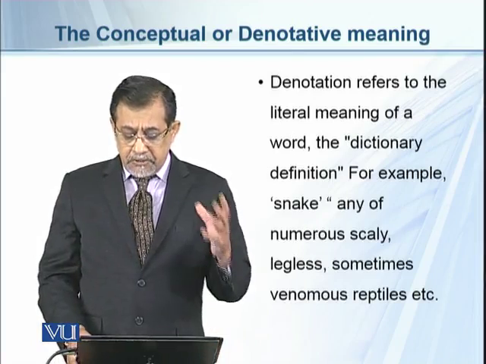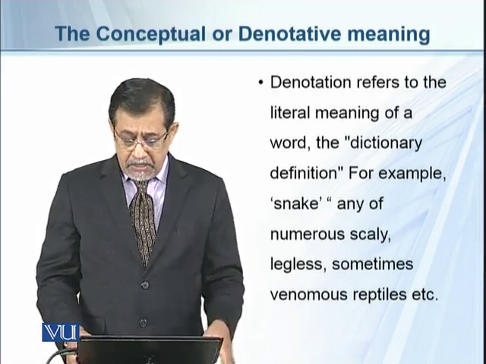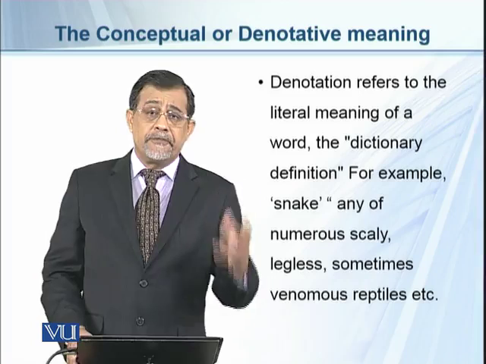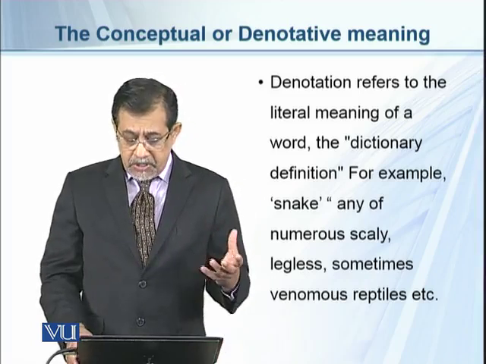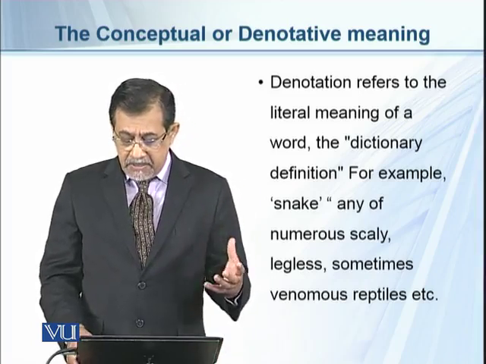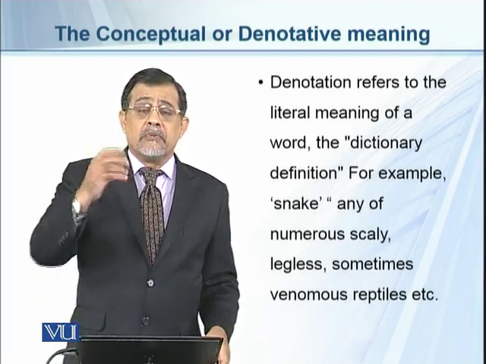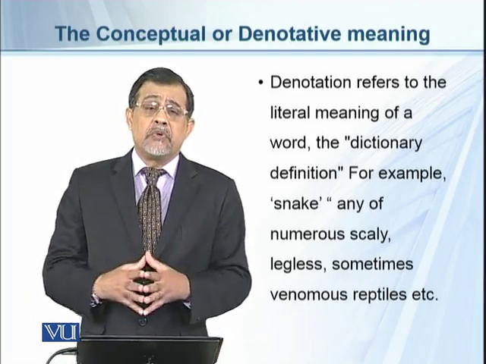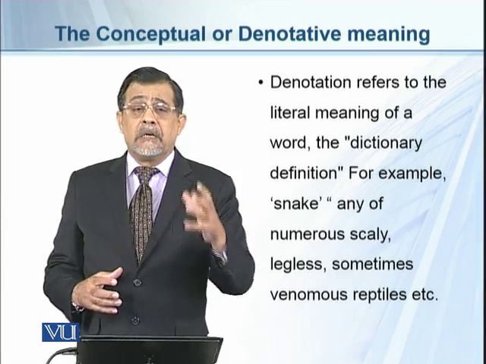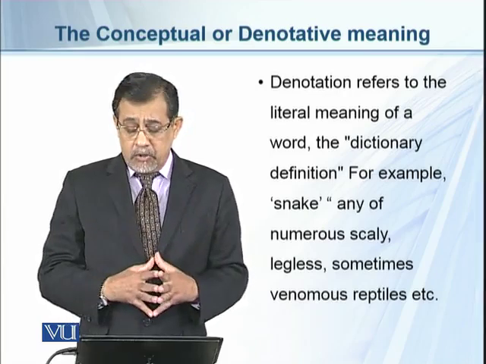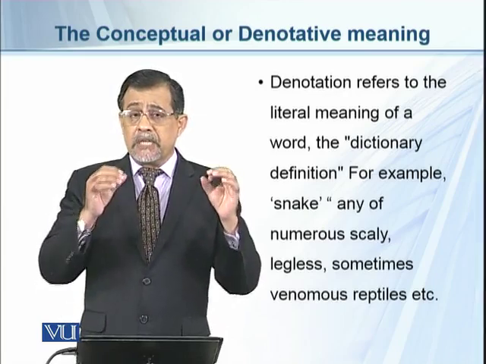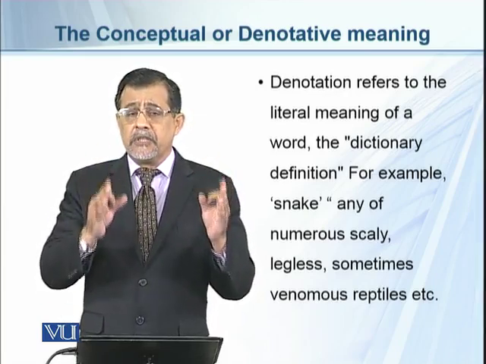Denotation refers to the literal meaning of the word or dictionary meaning. For example, if we think of snake, any of the numerous scaly, legless, sometimes venomous reptiles, etc. So the same conceptual meaning refers to denotative. So denotative are the words which we find in the dictionary, right?